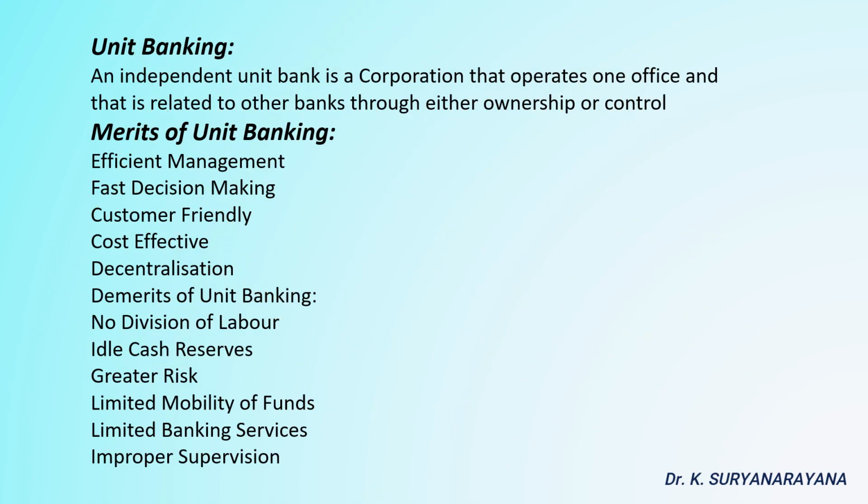Now, let us focus on unit versus branch banking. The most common banking systems can be divided into unit banking and branch banking. Unit banking system definition. An independent unit bank is a corporation that operates one office and that is related to other banks through either ownership or control.